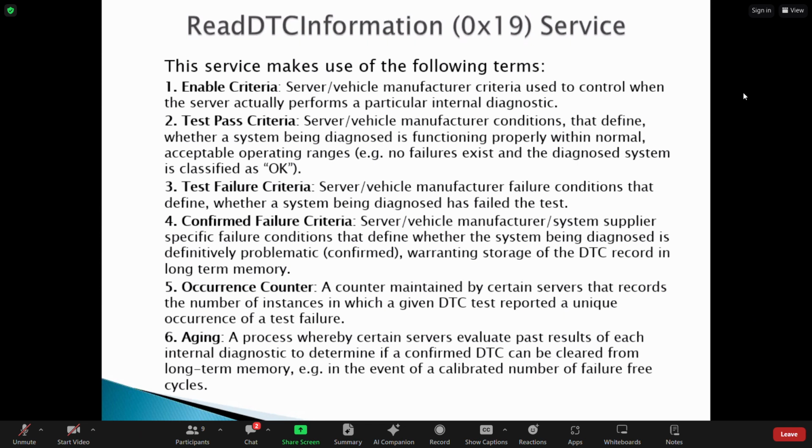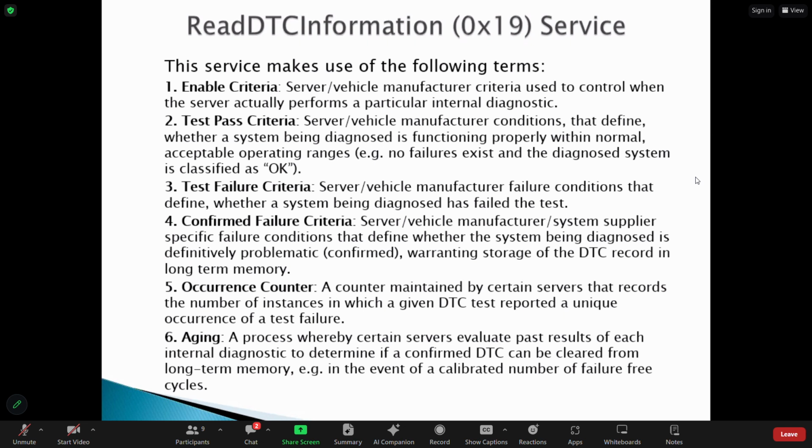Okay. Now, what do you mean by test pass criteria? So when the server runs a test, and if the test is okay, like it runs a test whether the sensor value is correct or not, or whether the vehicle speed value received is correct or not, if the test passes, that is test pass criteria. Understood? So it runs a test and the test passes. That is test pass criteria. Got it?